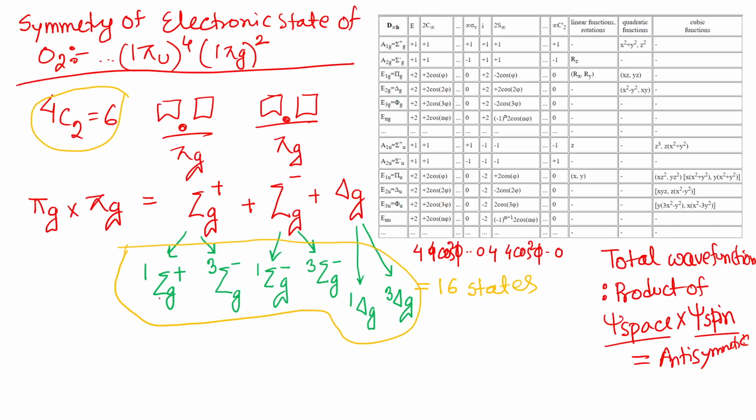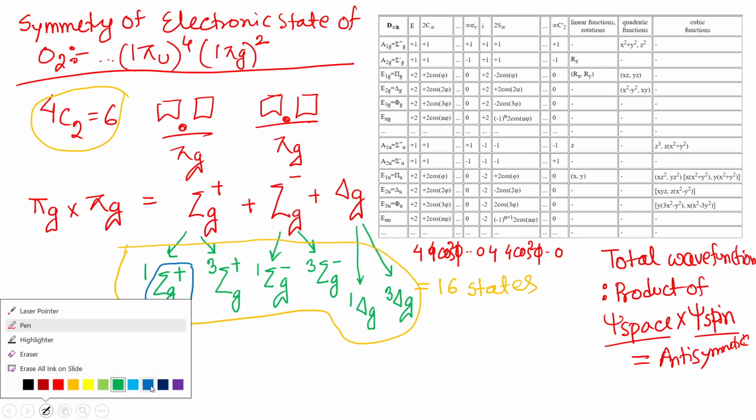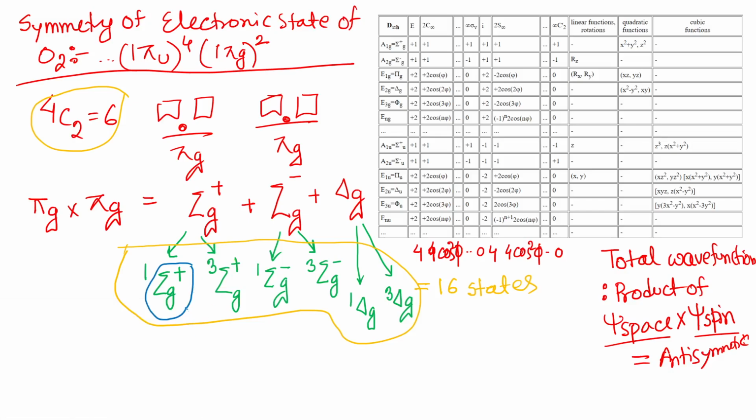Now you see sigma g plus. This is totally symmetric, right? So this actually gives us the spatial part. My mistake here, it has to be plus. So this is your symmetric.